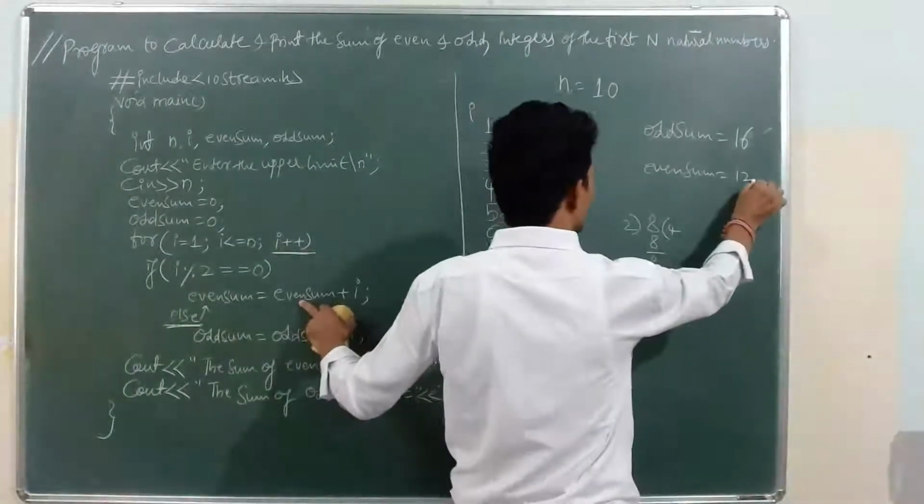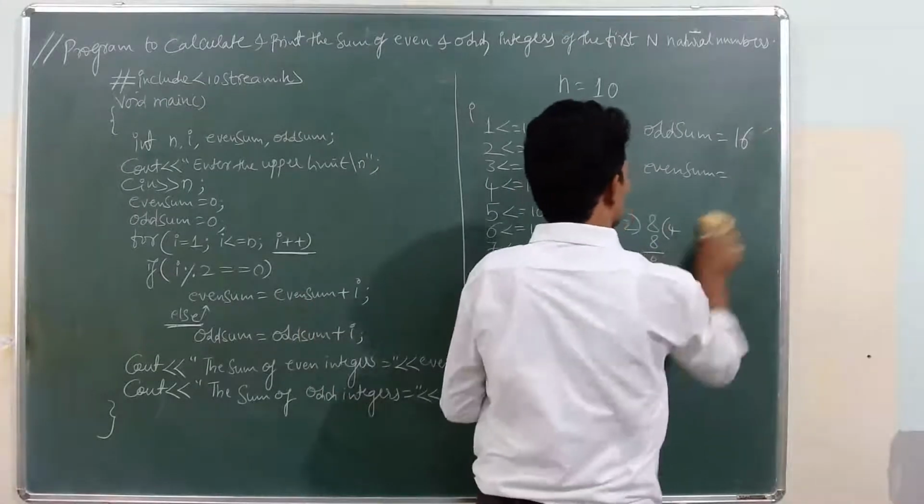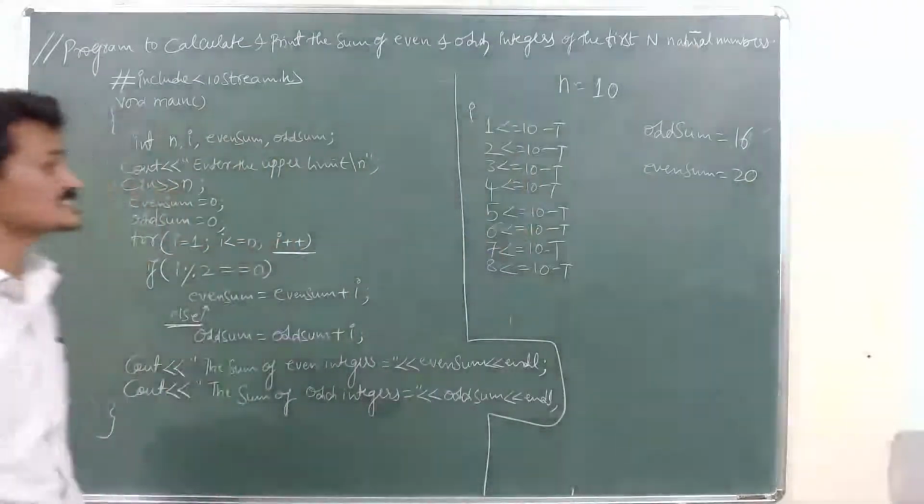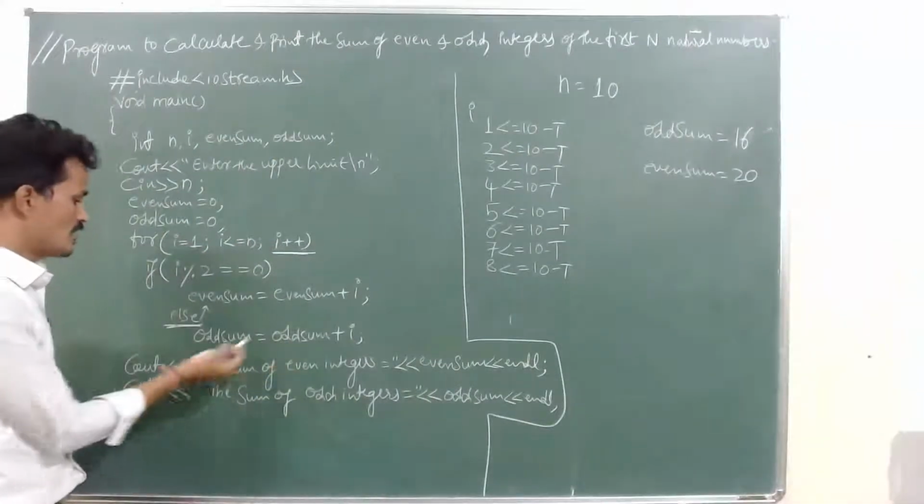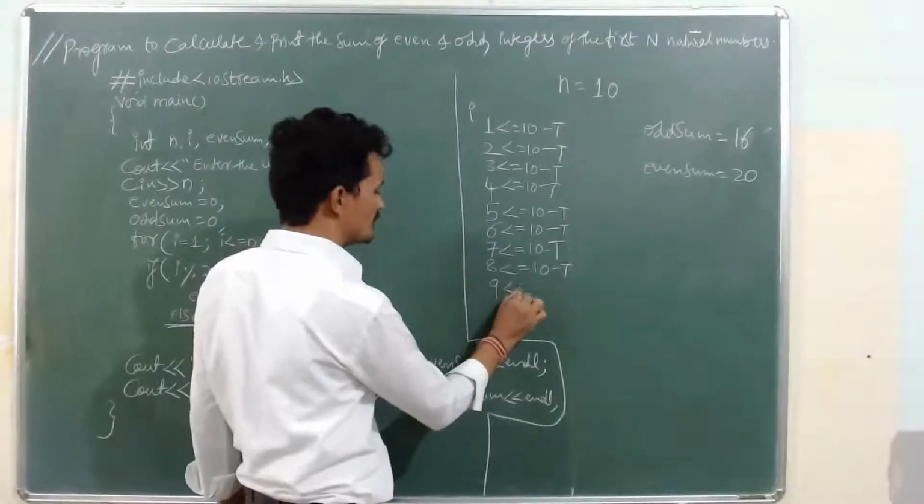Even sum is 12. I is 8. 12 plus 8 is how much? 20. 20 is assigned to even sum. Again it goes to the for loop and I gets increased by plus 1. It becomes 9.